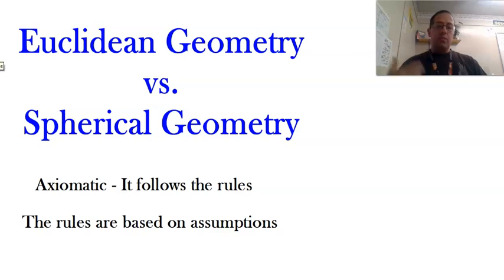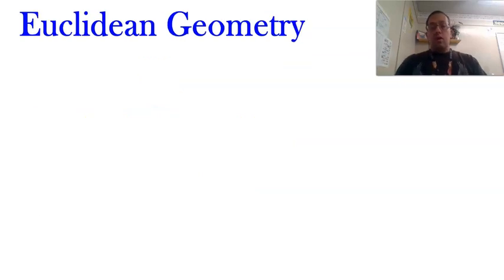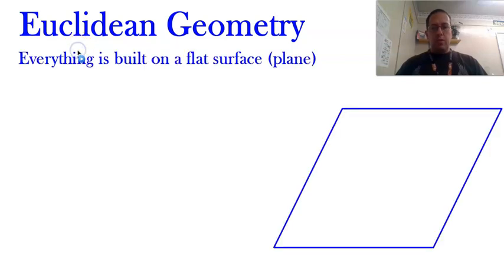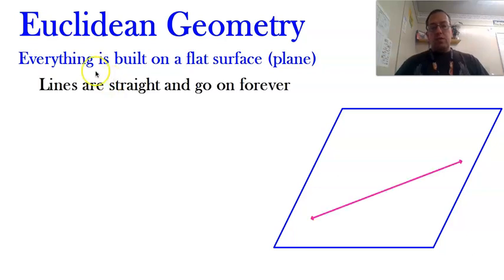And Euclidean geometry, this is what we learn, right? We talk about Euclidean geometry, and the most basic assumption here is that everything is built on a flat surface, which we call a plane. And we draw it with these little parallelograms like that, right? And because everything is on a flat surface, what this means is that lines are straight and they can go on forever, like this one here, right?